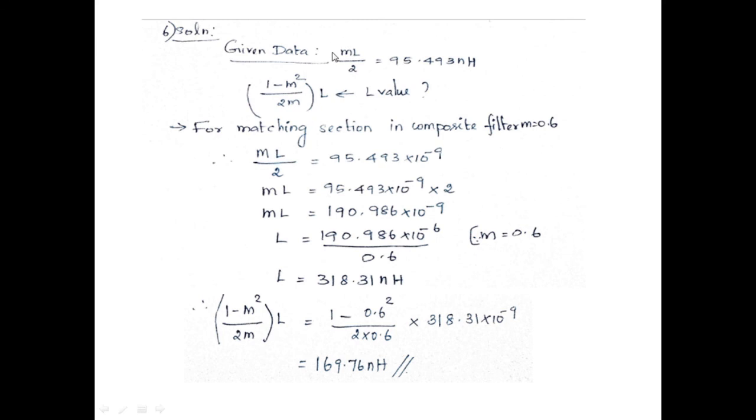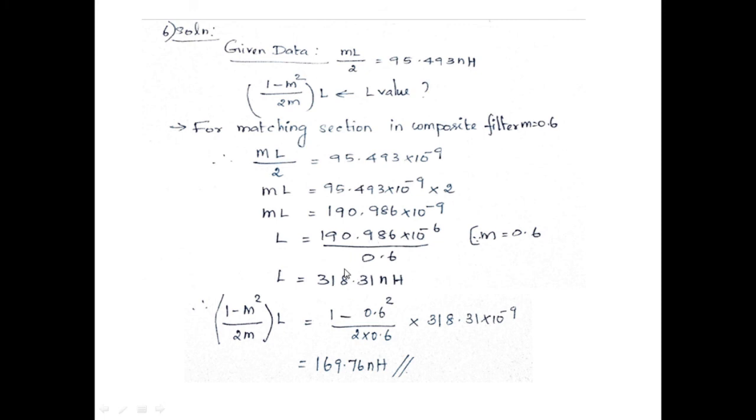Now I told you, in the question the given data is mL divided by 2 equal to 95.493 nanohenry. Okay, and we have to find the inductor value of 1 minus m square divided by 2m into L. So it's a matching section, therefore for the matching section in a composite filter m equal to 0.6. From mL by 2, the values are there. So I am cross multiplying with 2 and I am getting mL equal to 190.986 into 10 to the power minus 9. And when I am substituting the m value, which is equal to 0.6, I am getting the L value as 318.31 nanohenry.